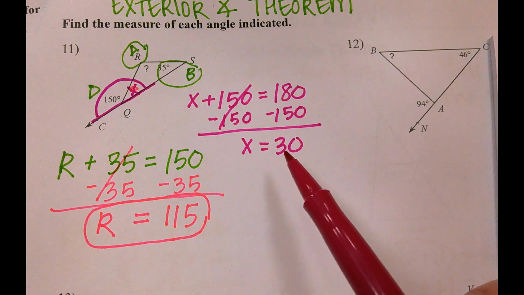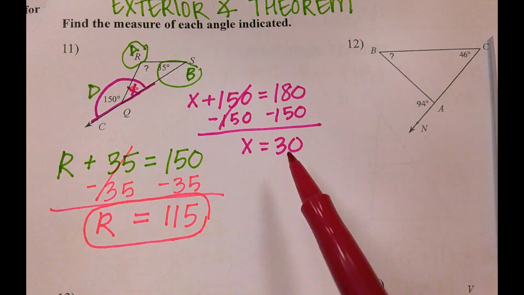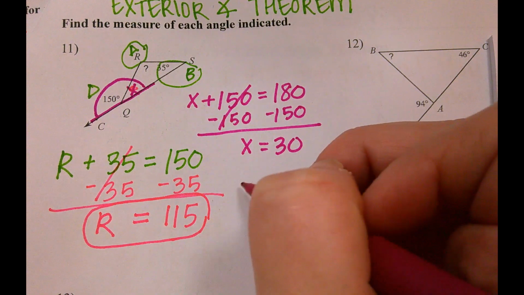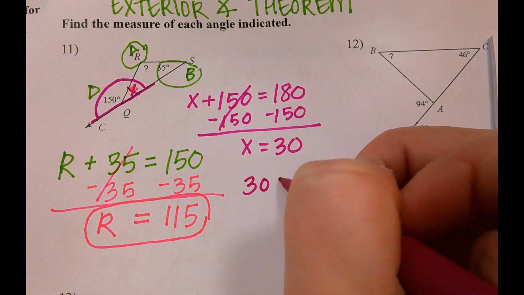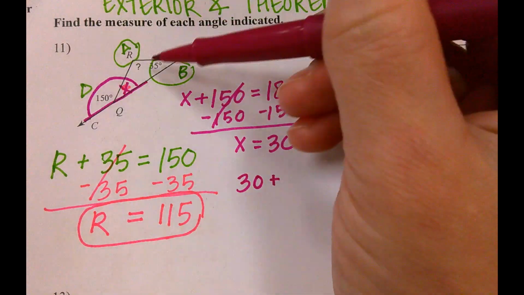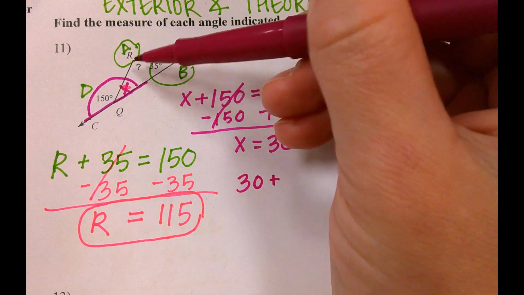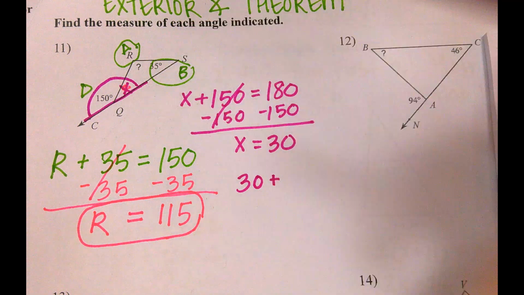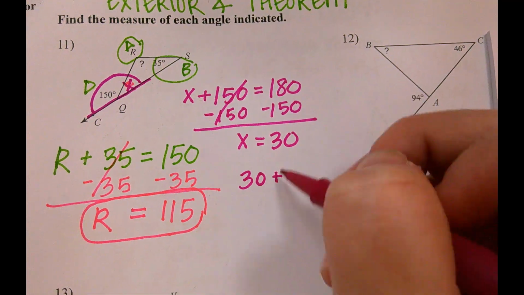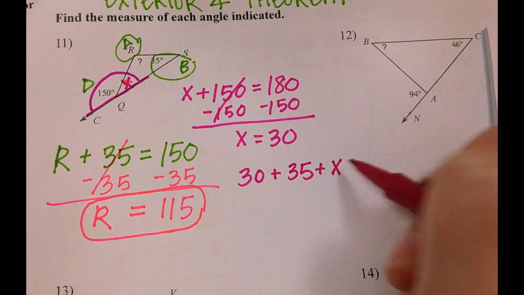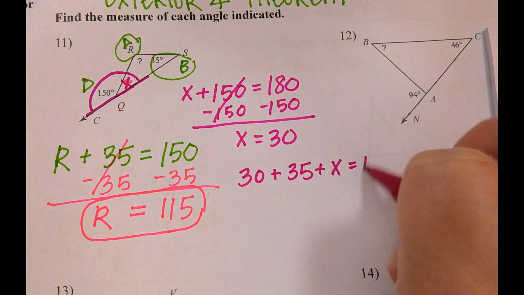So tell us again, Jaden, what did you do after this? 30 plus 35, right? Yes, 30 plus 35 plus x equals 180. Good. So then he said, okay, this is 30 degrees. I know 35 degrees. I don't know the third angle, but I do know that the three angles in a triangle add up to 180. So we do 30 plus 35 plus x or R equals 180.